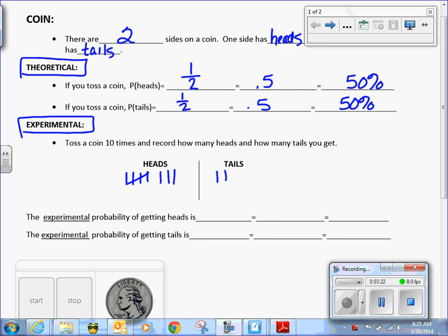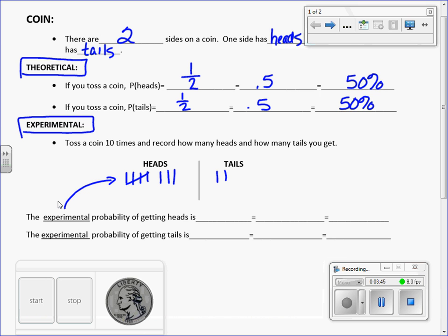All right, so we know theoretically, tossing a coin 10 times, I should have had heads coming up 5 out of 10 times and tails coming up 5 out of 10 times. But that's not what actually happened here. So the experimental probability of getting heads, experimental, is based upon my data. You do experiments in science, okay? And we need to record our data based upon the experiment that we did.